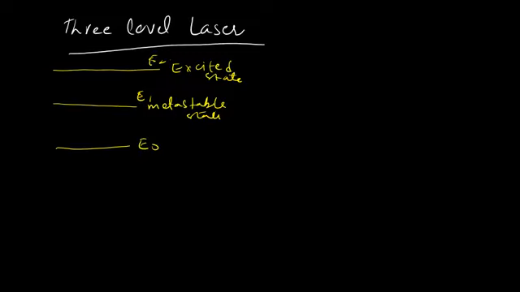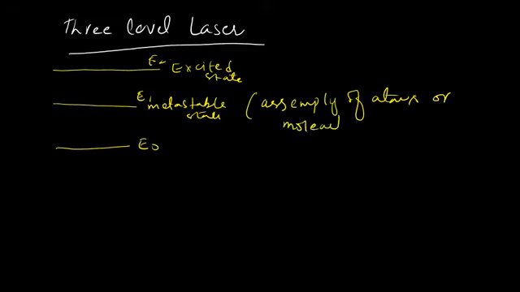In the 3 level laser, which is the simplest kind of laser, here we can use an assembly of atoms or molecules which are in a metastable state.